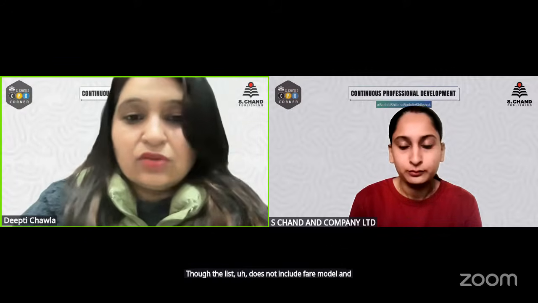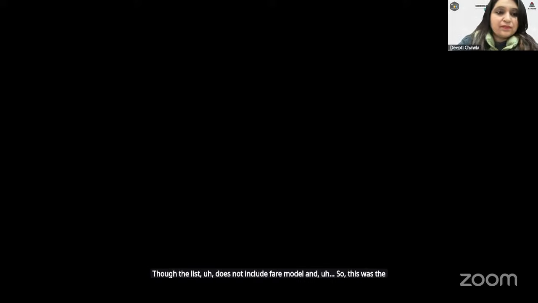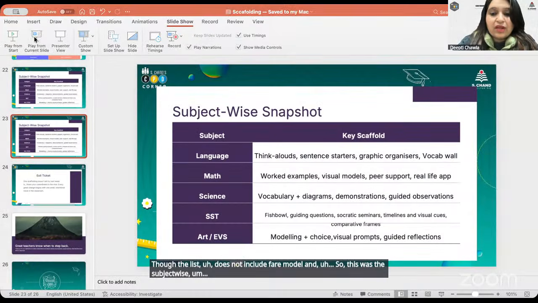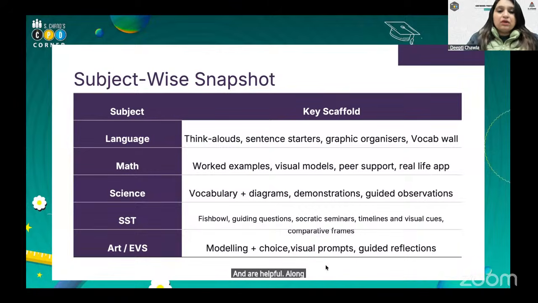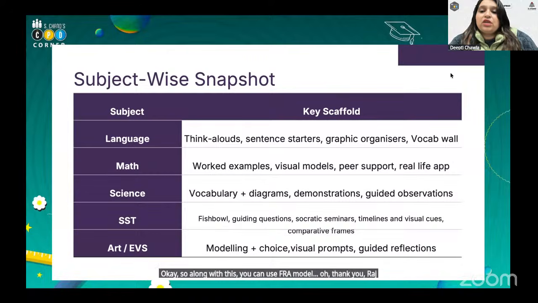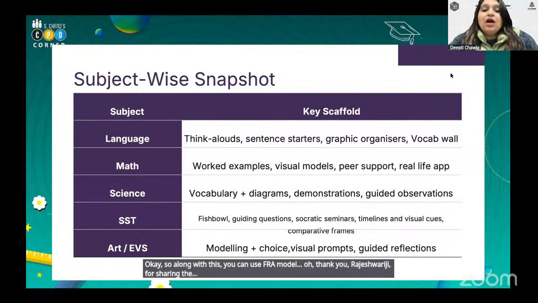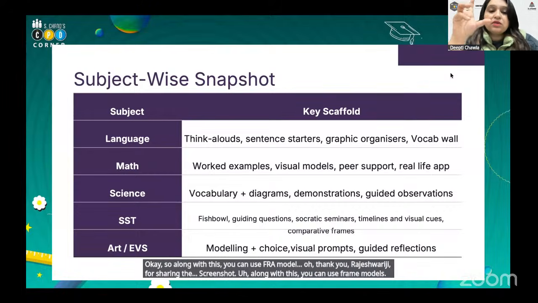Though the list does not include the Frere model, this was the subject-wise scaffolds that I suggest and are helpful. Along with this, is it visible? Yes, ma'am. Okay. So along with this, you can use the Frere model. Oh, thank you, Rajeshwari ji, for sharing the screenshot. Along with this, you can use Frere models, fishball, inner circle, outer circle, hot seat. Then there are a lot of others.